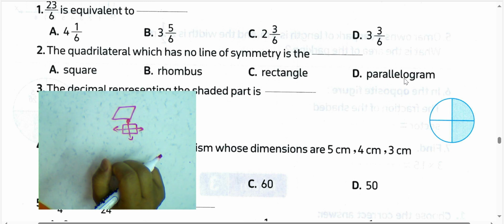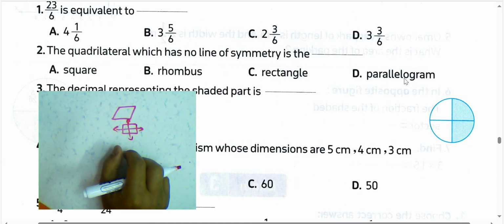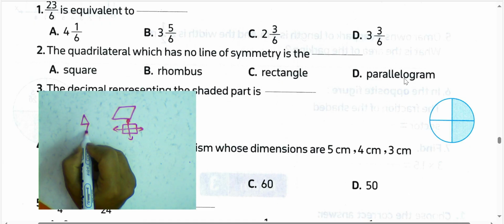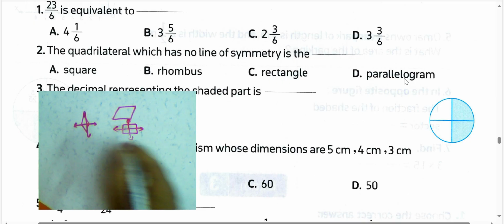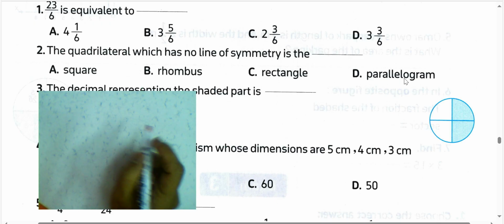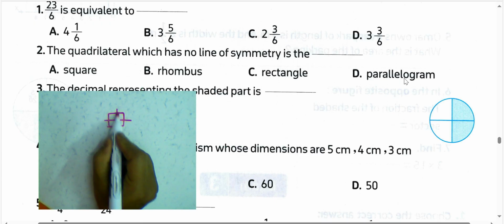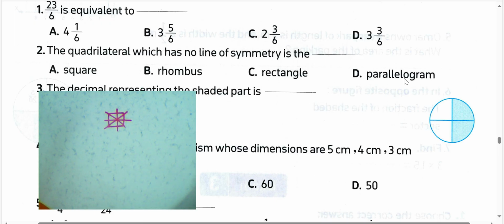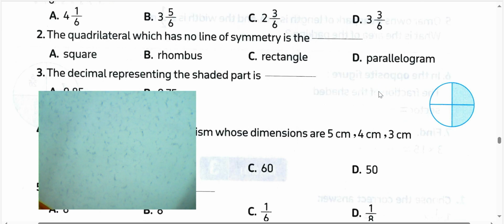Two equal parts. Rectangle has two lines of symmetry and rhombus has two lines of symmetry, and square has four lines of symmetry. So the quadrilateral which has no line of symmetry is parallelogram.